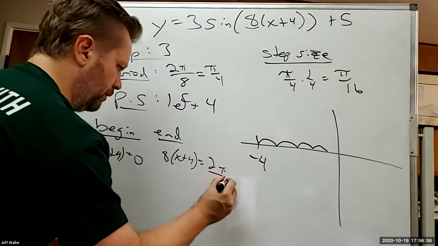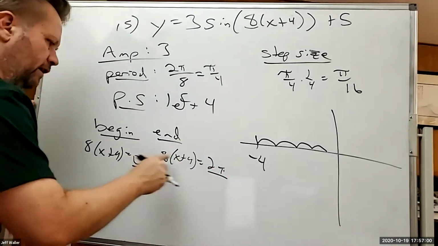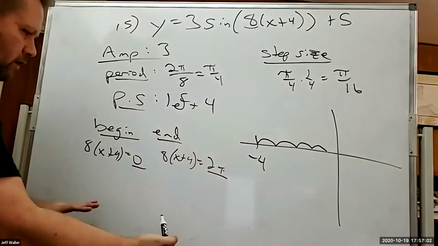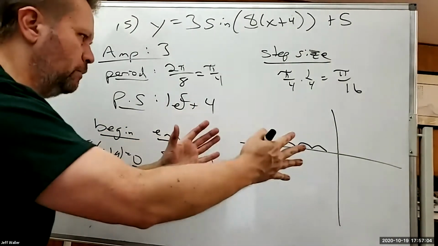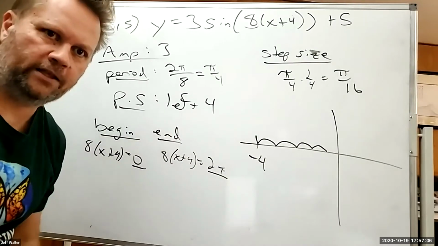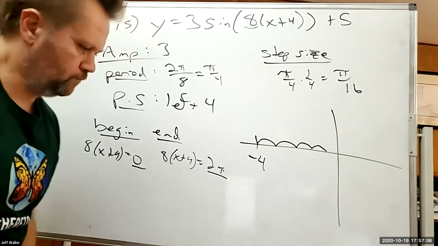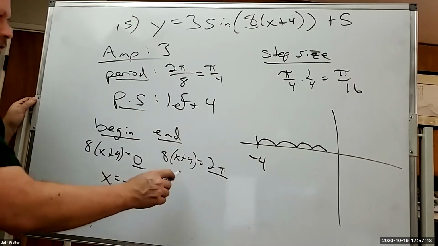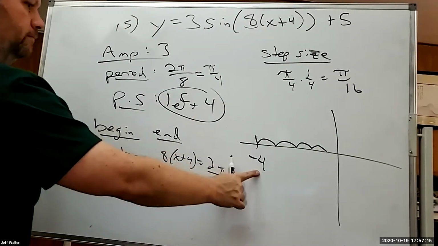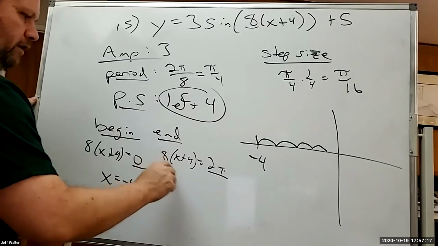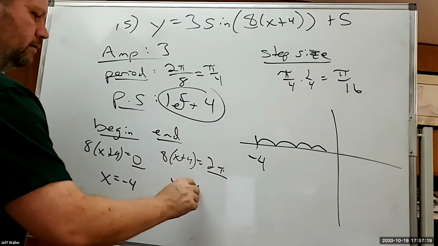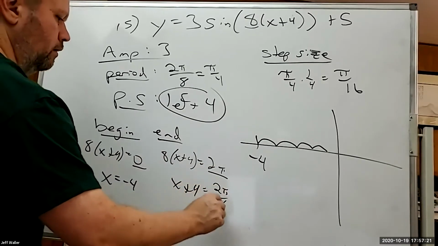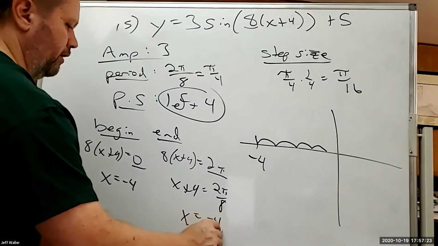If I make the input and the output where sine normally begins and ends, when I solve for x, it tells me where this thing begins and ends. Now, at least one cycle of it, right? So x equals -4 here, which matches up with this guy. And this one, if I divide by 8, and then I subtract 4, I'm going to write it this way on purpose.